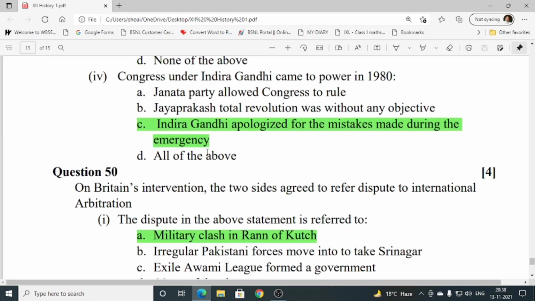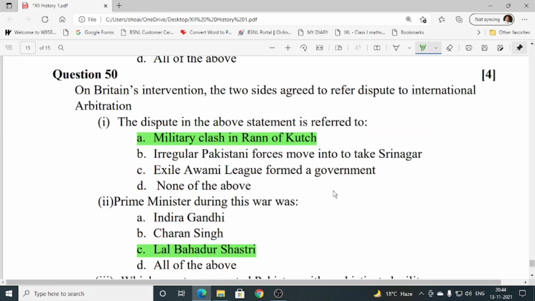4, Congress under Indira Gandhi came to power in 1980. So after that, what happened? You can see here, Indira Gandhi apologized for the mistakes made during the emergency. That is the correct one. Now number 50. On Britain's intervention, the two sides agreed to refer the dispute to international arbitration. So number 1, the dispute in the above statement refers to the military clash in Rann of Kutch.